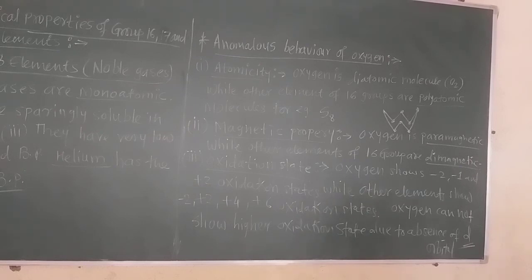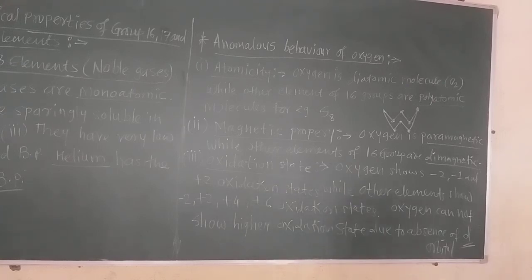Now about the magnetic property, what is there? In 11th standard we saw in the molecular orbital theory that oxygen is a paramagnetic molecule, but the other elements in group 16 are diamagnetic. Why is oxygen paramagnetic? There are unpaired electrons in the oxygen molecule, and due to that oxygen is paramagnetic, while the other elements are diamagnetic. That means their electrons are paired.